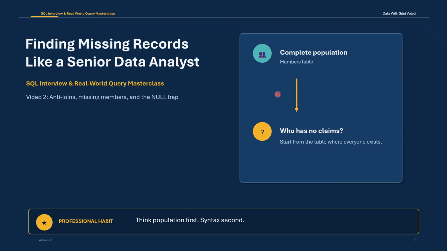By the end of this lesson, you will understand how grain controls the query, how left join plus is null finds missing matches, why not exists is a clean anti-join pattern, and how one null can make not in return no rows.